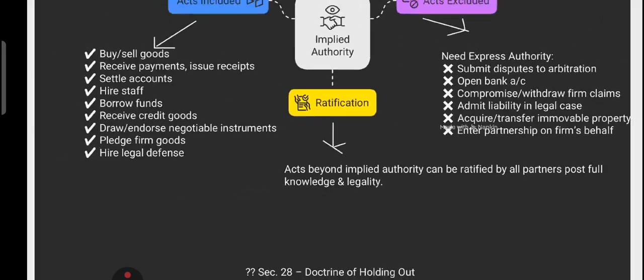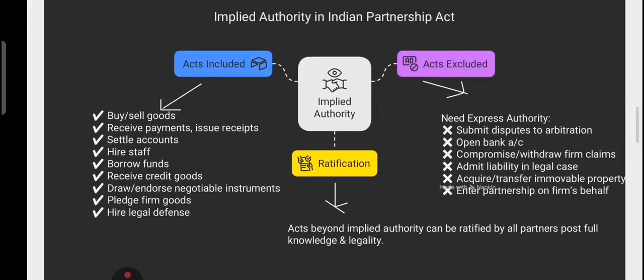So I hope it is clear what are the implied authority, what are the things which the partner can do without asking for permission, and what are the things for which they require permission from all the partners. Is it clear now? Because a question is asked based on it.